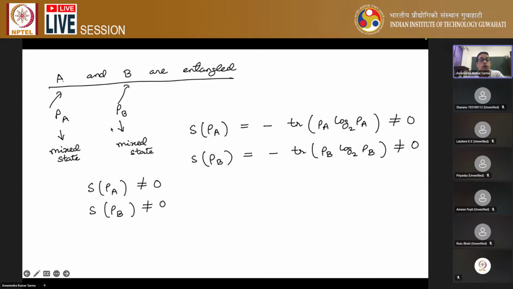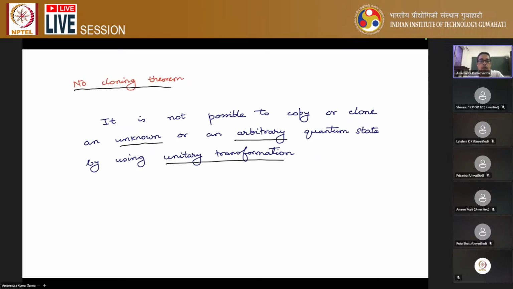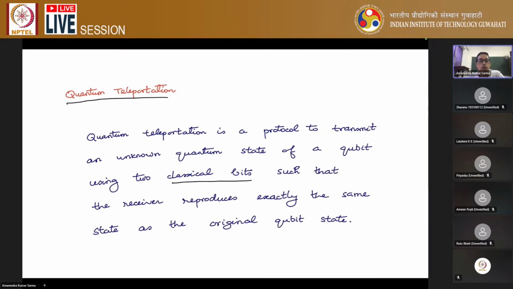Another method we discussed is the von Neumann entropy technique. We can calculate the von Neumann entropy, and if the respective von Neumann entropy for system A and system B turns out to be non-zero, then in that case also we can find out that A and B are entangled. Okay, next we discussed the no cloning theorem, and then quantum teleportation. Everything we have done in some detail. For the no cloning theorem, I have also given you the proof.